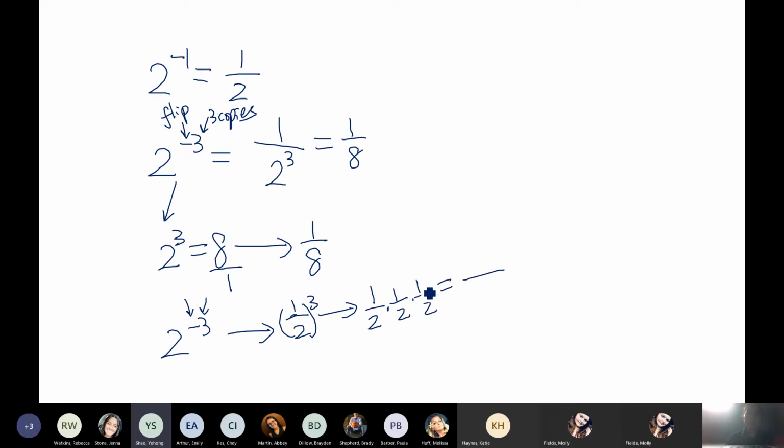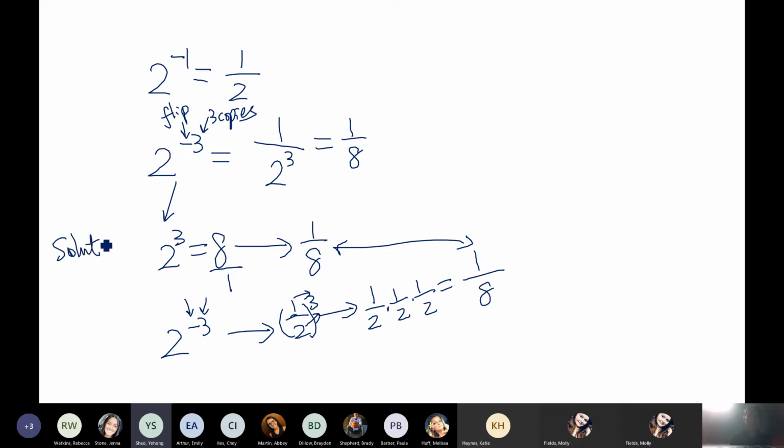Or you can use the formula we have, raise 1 to the third, raise 2 to the third. And that gives me, straight across, 1 times 1 times 1, which is still 1. 2 times 2 times 2 gives me 8. So the same answer, okay? Probably the first way is easier because it's easier to do 2 to the third, because it's 8, and then flip 8. So you can see the difference in these 2 solutions.